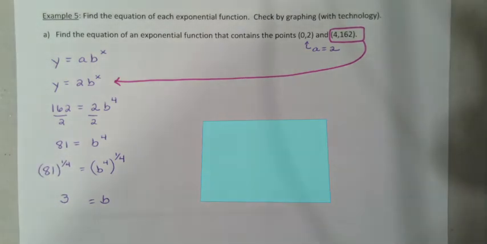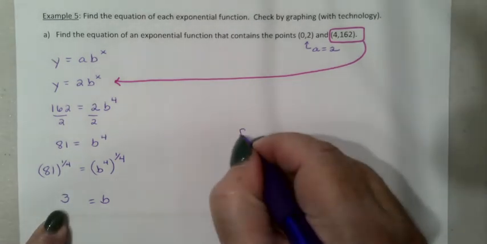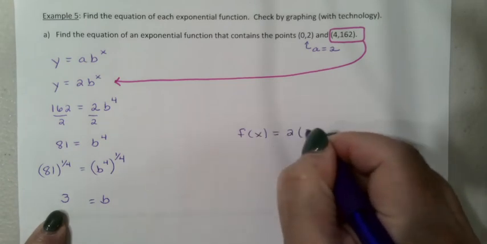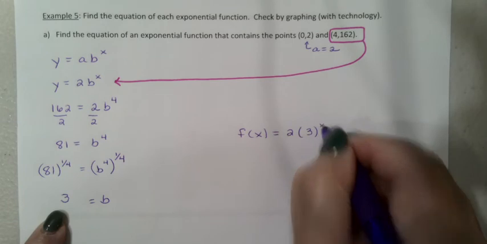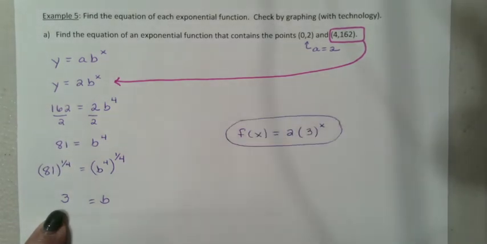All right, we now know our function. We already knew a was 2. We just figured out b was 3. So my function f of x is 2 times 3 to the x power. Let's try another one.